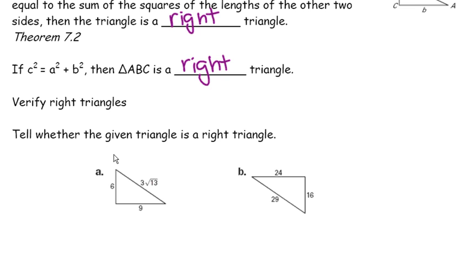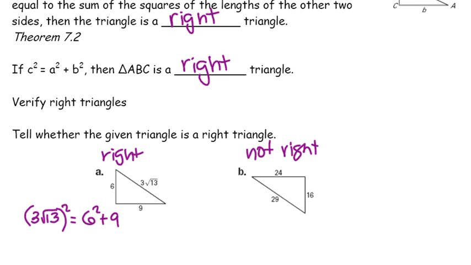Okay, so you should have gotten that this one was a right triangle, and this one was not a right triangle. Let's run through it really fast and see what we do. So we take the longest side, which is going to be the 3 radical 13 side, and we square it, and we set it equal to the sum of the other two sides squared. Some of you might get a little confused how you do this.